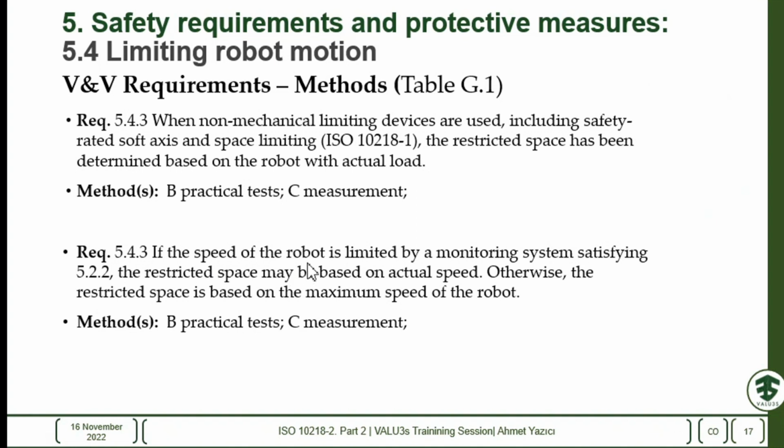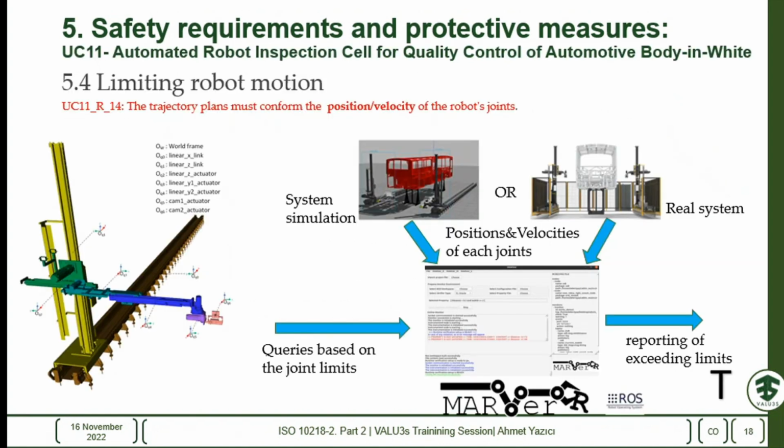Also, if the speed of the robot is limited by the monitoring system, that monitoring system provides some input to the robot speed. Then the restricted space can also be set depending on the actual speed. Otherwise, the requirements say to use the maximum speed of the robot. So some additional safety monitoring system will help to use the robot system with integrated parts in a more efficient manner in terms of speed.